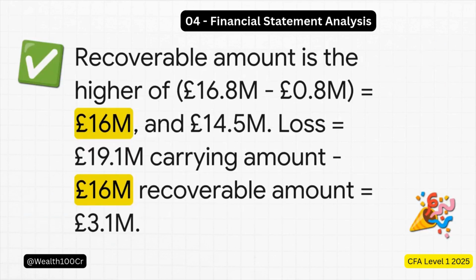All right, let's break it down. The correct answer is B. Since this is IFRS, the first thing we need is the recoverable amount. That's the higher of two numbers, fair value less cost to sell, which is 16.8 million pounds minus 800K, so 16 million, or the value in use, which is 14.5 million pounds. The higher of those two is 16 million pounds. Now it's easy. We just take the carrying amount of 19.1 million pounds, subtract that 16 million recoverable amount, and that gives us our impairment loss of 3.1 million pounds.